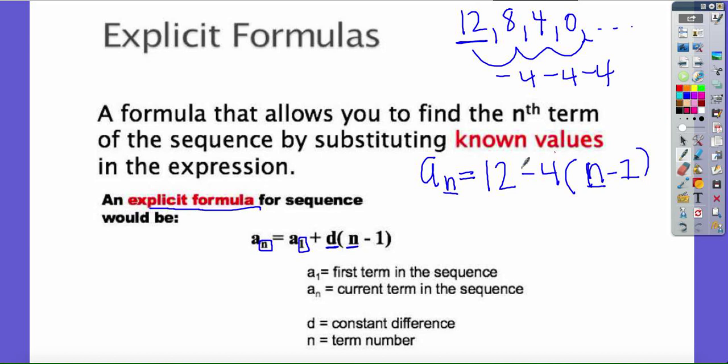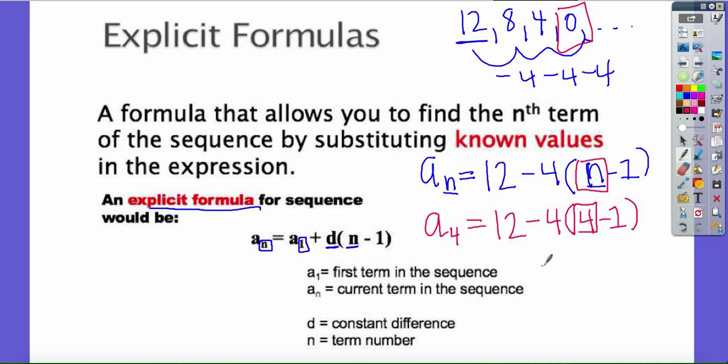So previously I had to build upon the first to find the second, which allowed me to find the third. This time I could jump straight to the 4th term in the sequence. If I want to know a sub 4, or the 4th term in the sequence, I would find it by doing 12 minus 4 times 4 minus 1, because 4 is the position number I'm trying to find. I'm trying to find the 4th number in the sequence.